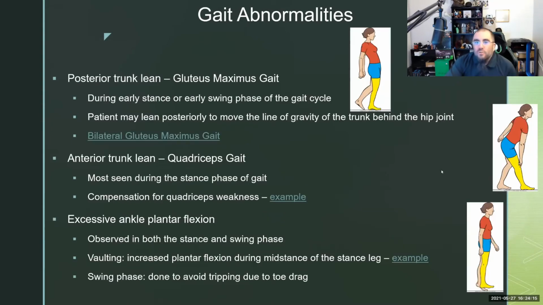All right, posterior trunk lean. And the other thing you'll see here is a lot of the gaits are named for the way the trunk is leaning. So posterior trunk lean or gluteus maximus gait, because my trunk is over my butt. During early stance phase or early swing phase of the gait cycle, the patient leans posteriorly to move the gravity behind the hip. So when they're walking, they're basically kind of swaying back and going back over it.